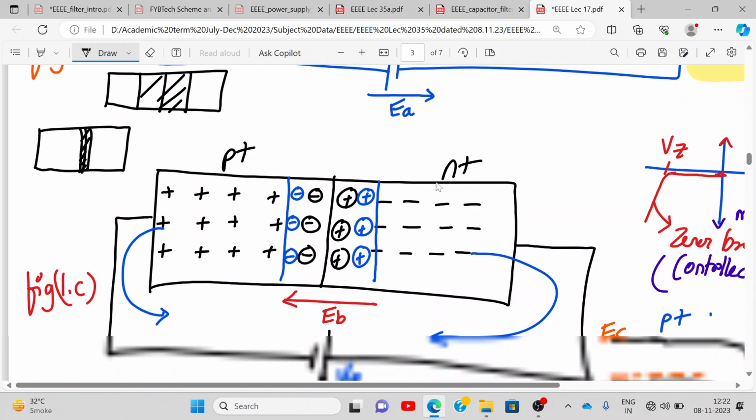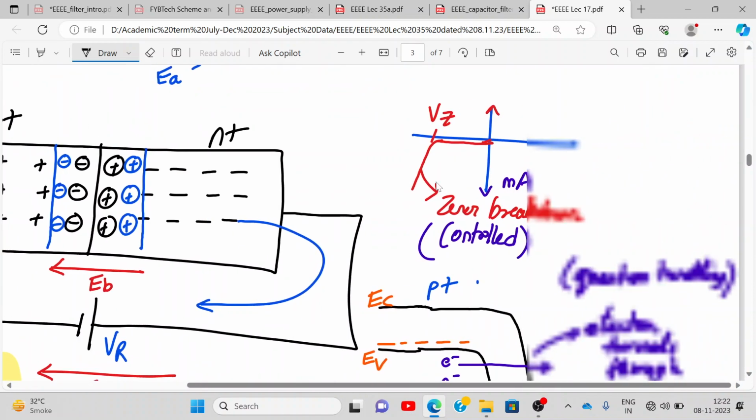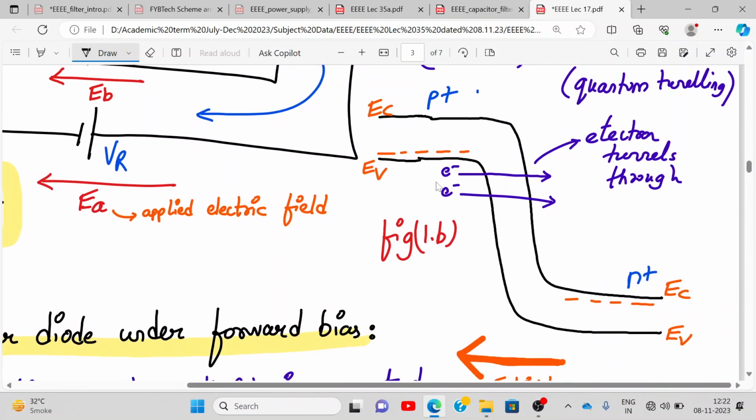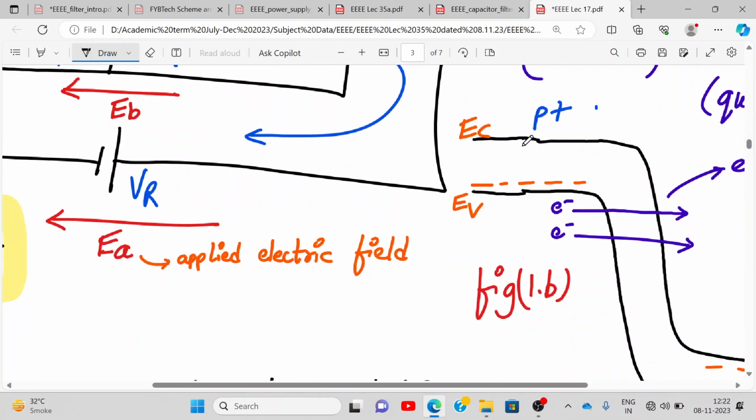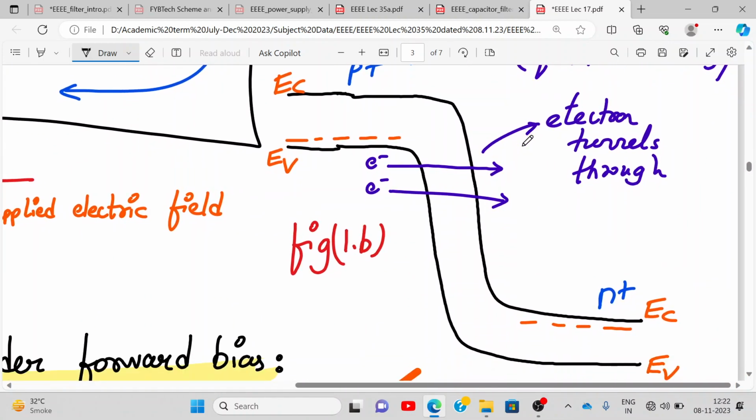Now, in reverse bias, I have to explain what happens in terms of the energy band diagram. This is related to something called quantum tunneling. Have you heard the word quantum? Quantum tunneling is a difficult concept to explain, but there is a scientist, and an experiment with a cat, whether it's alive or dead, a 50% chance. In the same way, this is the scenario.